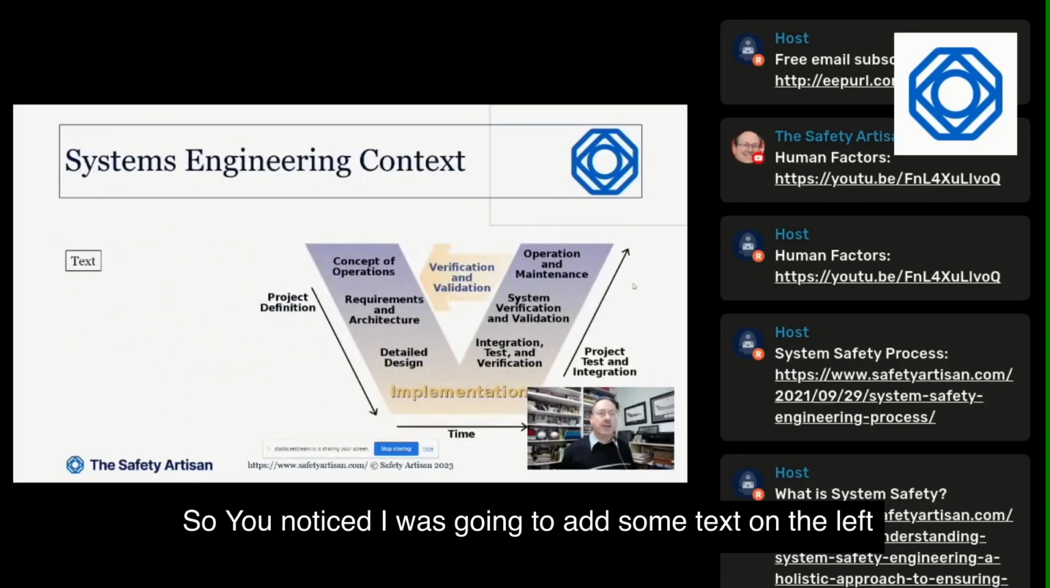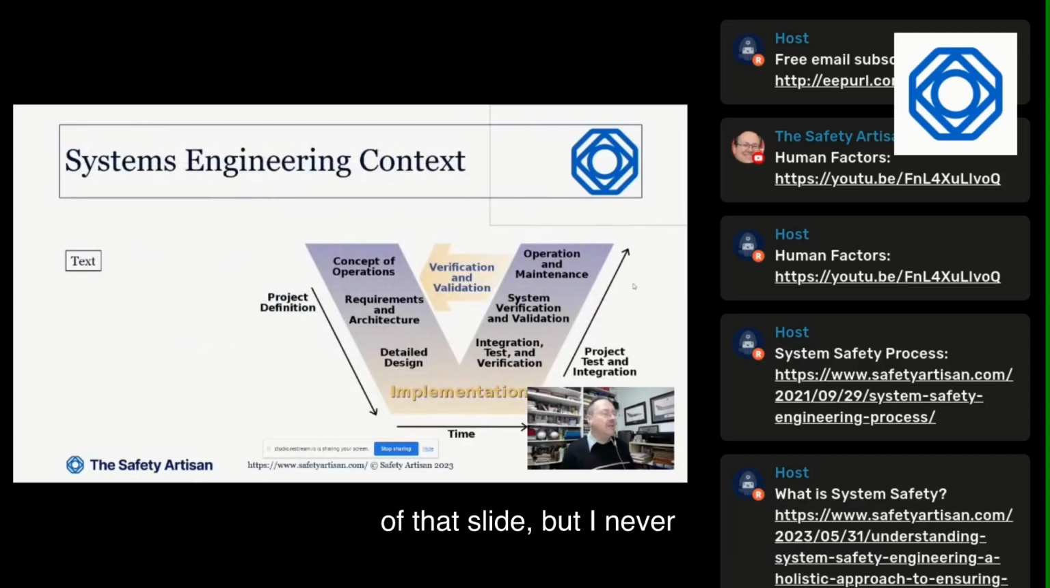You've noticed I was going to add some text on the left of that slide, but I didn't get around to it. Never mind.